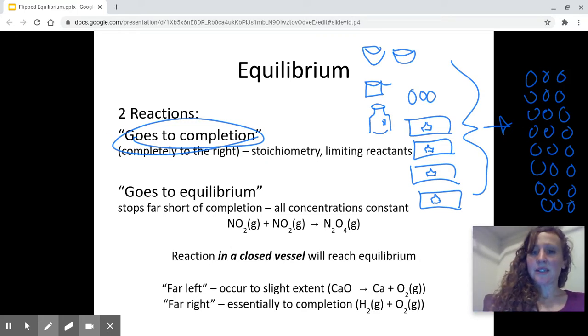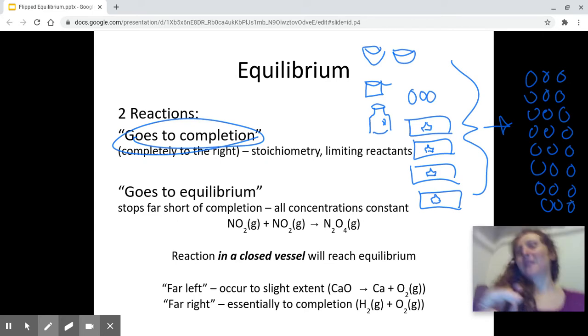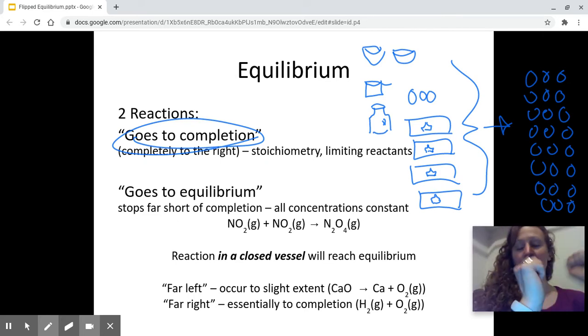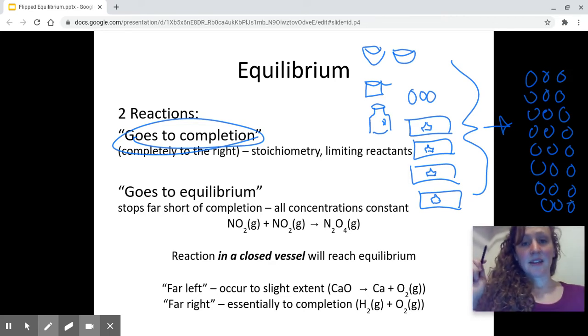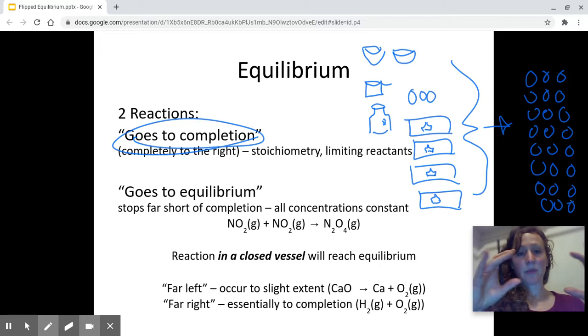Most reactions, the molecules start hitting each other, and if they hit each other with enough force and the right orientation, then they become products, right? And then the products start building up, and the products start involving themselves in these collisions. And if two products collide with enough energy and the right orientation, well, cookies start turning back into ingredients. The reaction can go both ways.